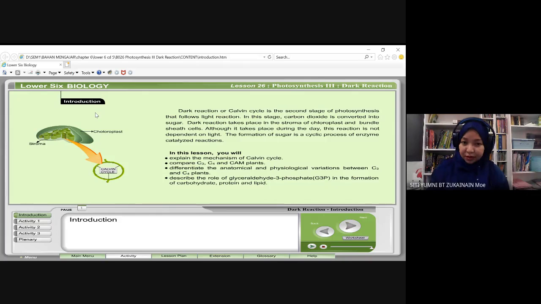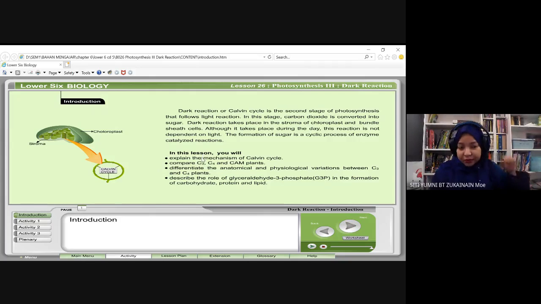Okay, what is dark reaction? Actually, dark reaction, or Calvin cycle, is the name of the process. It is the second stage of photosynthesis that follows the light reaction. Remember that the light reaction produces ATP and NADPH. Now that reaction uses this ATP and NADPH to form glucose or food.